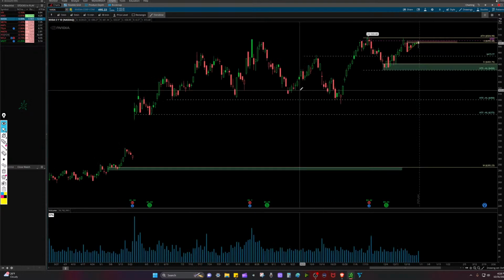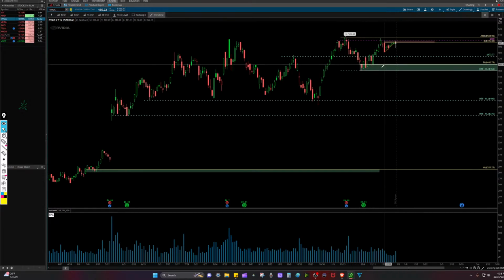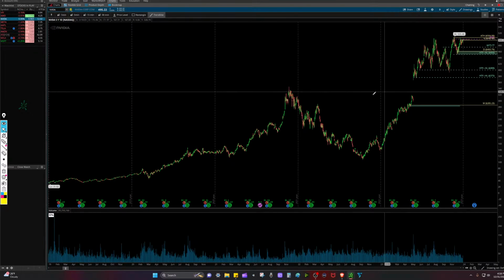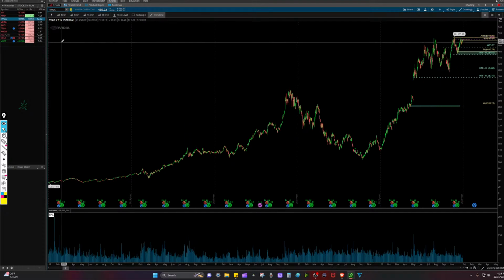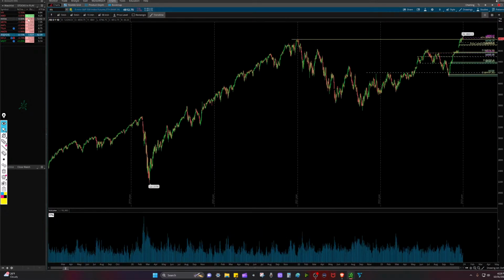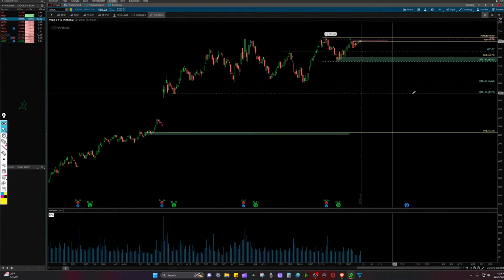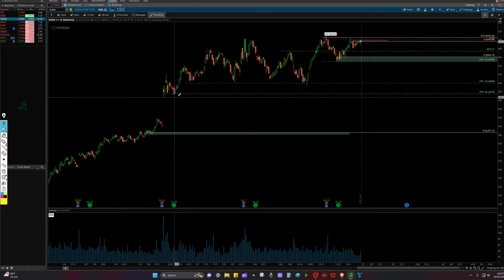Let's go to Nvidia. Looking from a daily time frame, it has been doing amazing. It is also following the overall stock market, side by side. If I'm looking at this from the daily time frame, this has been making very constant higher highs.